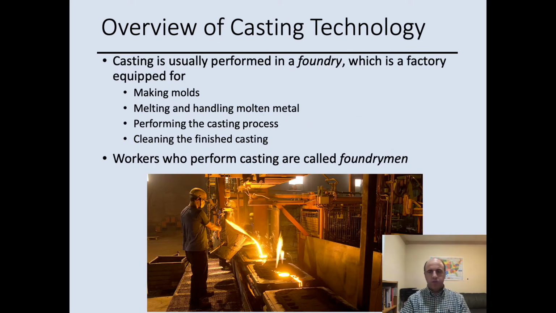Here we have some terminology for the casting. The casting is usually performed in the foundry, and in that foundry we have equipment for making molds, for melting the metal and handling the molten metal. We have equipment for performing the casting process, and we have equipment for cleaning the finished casting. And the person who works in the foundry is called a foundryman.